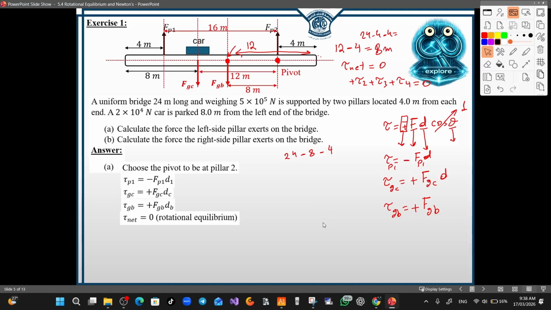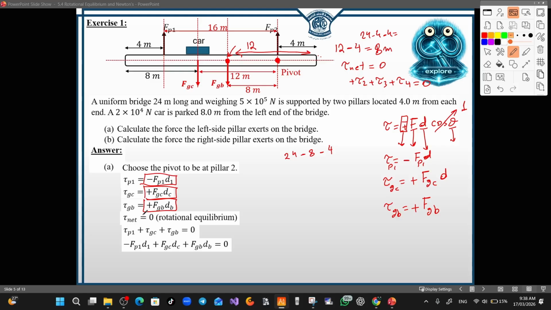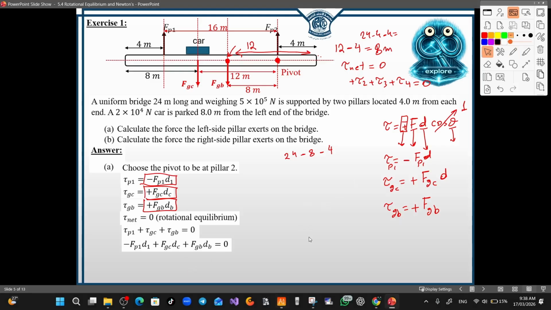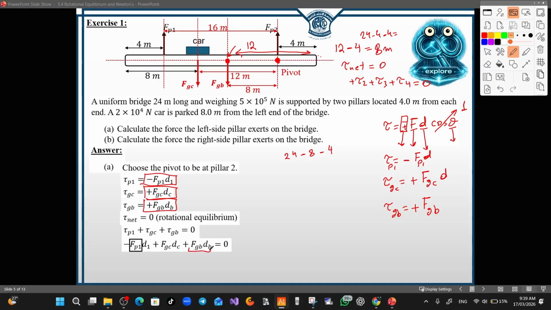Now applying the rotational equilibrium, tau net is equal to 0. So tau from pillar 1 plus tau of gravity of the car plus tau of the gravity of the bridge is equal to 0, which means minus FP1 times D1 plus the other terms. We just substitute the expressions. Remember that we are interested in finding the FP1. We move everything else to the other hand side, so it becomes minus, and this one becomes minus. Since D1 is multiplied with FP1, we finally divide over D1.